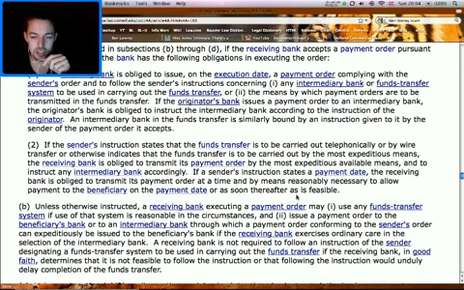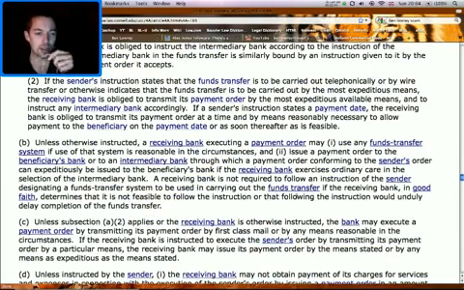If the sender's instruction states a payment date, the receiving bank is obliged to transmit its payment order at a time and by means reasonably necessary to allow payment to the beneficiary on the payment date or as soon thereafter as is feasible. Unless otherwise instructed, a receiving bank executing a payment order may 1, use any funds transfer system if use of that system is reasonable in the circumstances, and 2, issue a payment order to the beneficiary's bank or to an intermediary bank through which a payment order conforming to the sender's order can expeditiously be issued to the beneficiary's bank if the receiving bank exercises ordinary care in the selection of the intermediary bank.